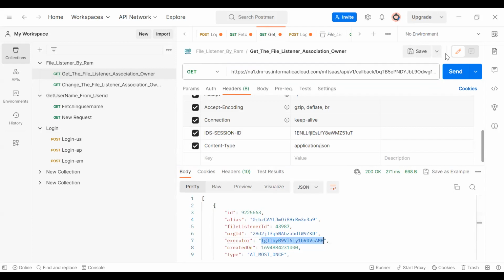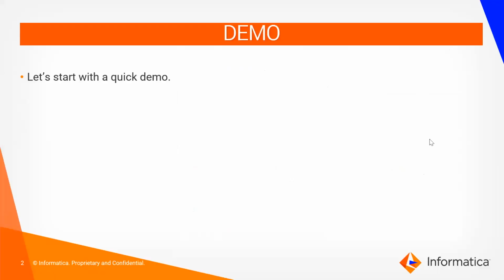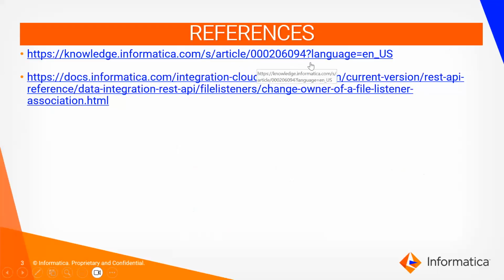In this way, you need to use an API request in order to change the file listener association owner. For reference, you can follow this KB article, which explains all the steps that I have explained here. I will paste this KB article in the description as well.